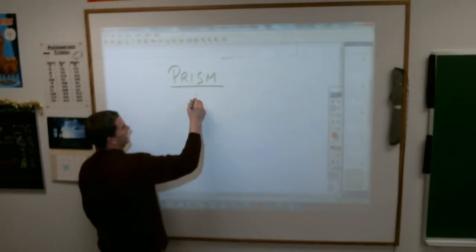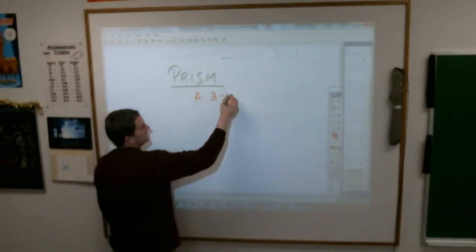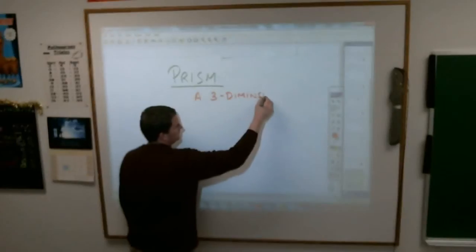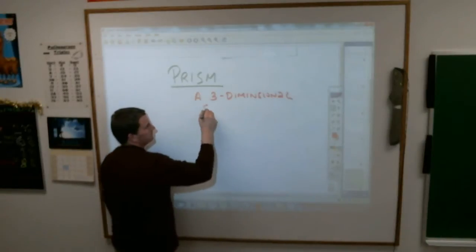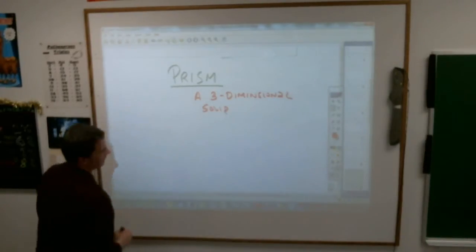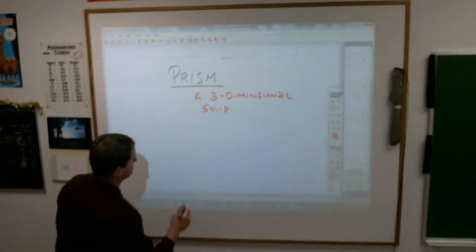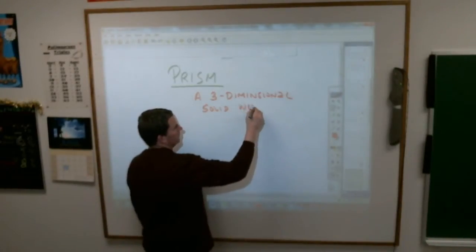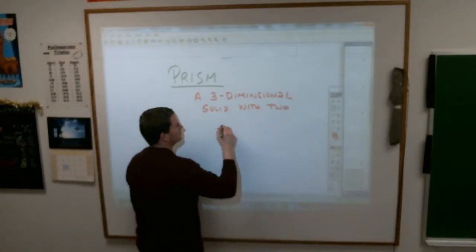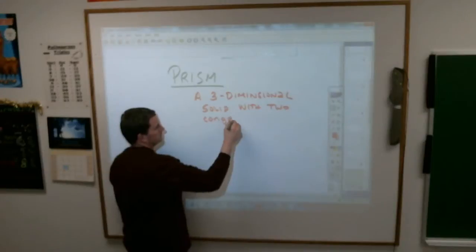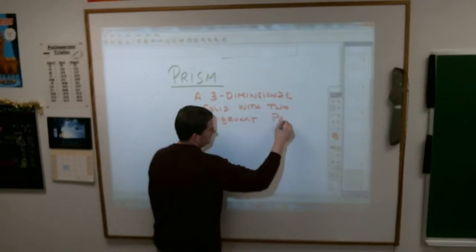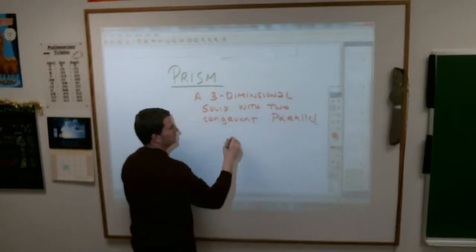A prism is a three-dimensional solid. A three-dimensional solid with two congruent parallel bases.